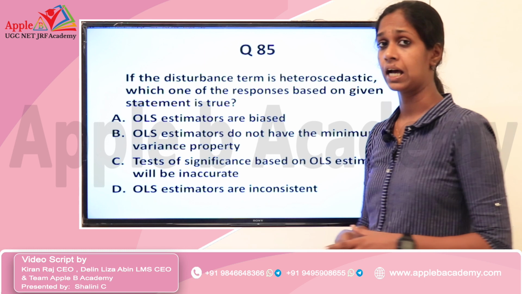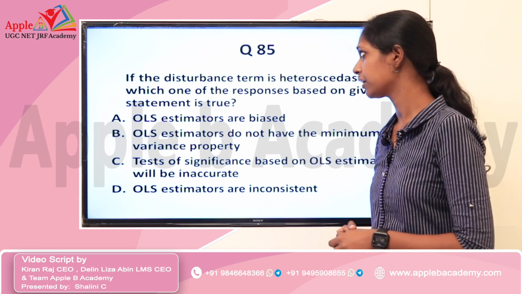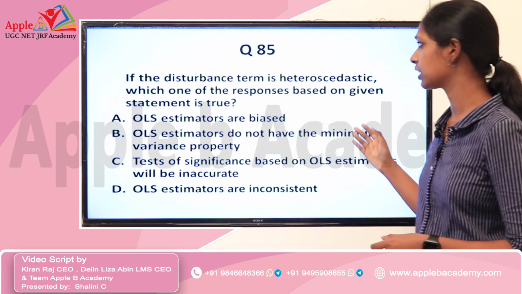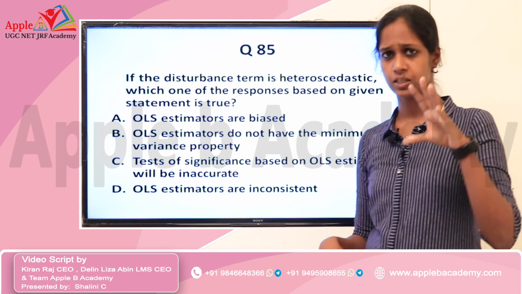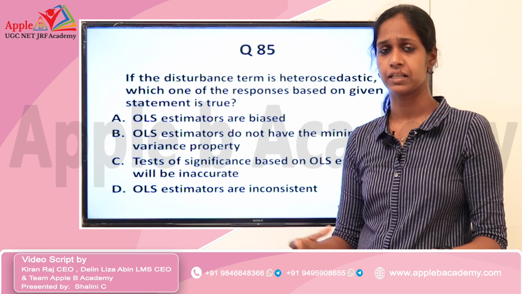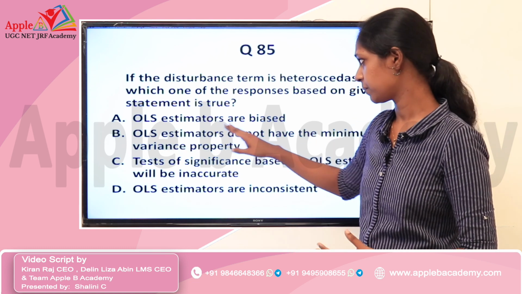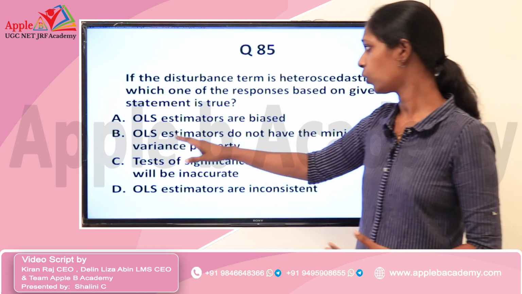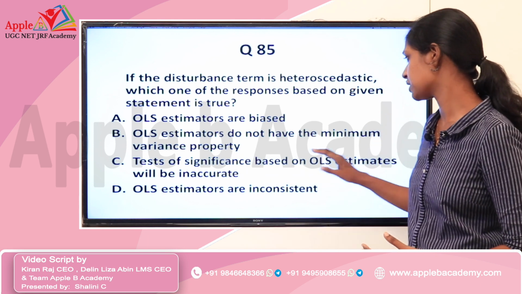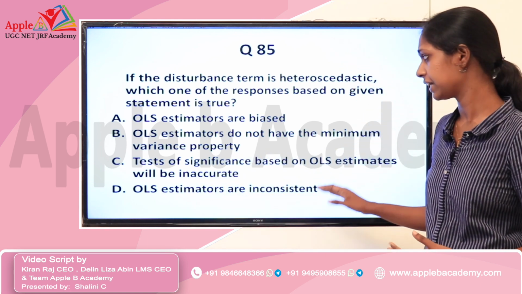With this we come to the last question in this question paper asked in this year. Question 85: if the disturbance term is heteroscedastic, which one of the responses based on the given statement is true? What will happen to the estimates or how will their features vary? A: OLS estimators are biased. B: OLS estimators do not have the minimum variance property. C: Test of significance based on OLS estimates will be inaccurate. D: OLS estimators are inconsistent.